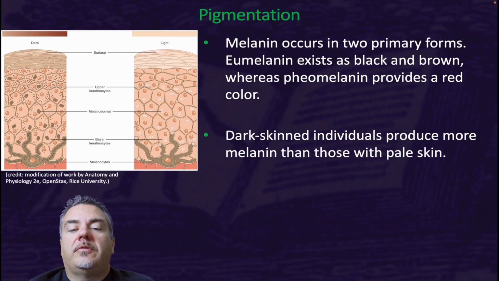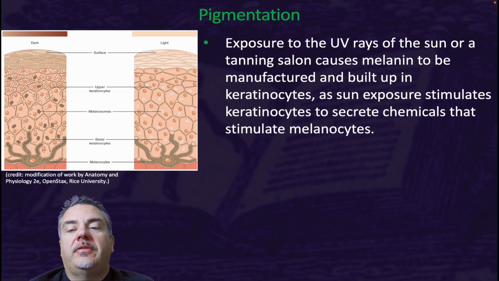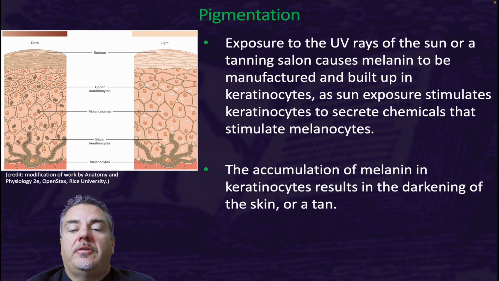Dark-skinned individuals produce more melanin than those with pale skin. Exposure to the UV rays of the sun or a tanning salon causes melanin to be manufactured and built up in keratinocytes, as sun exposure stimulates keratinocytes to secrete chemicals that stimulate melanocytes. The accumulation of melanin in keratinocytes results in the darkening of the skin, or a tan.